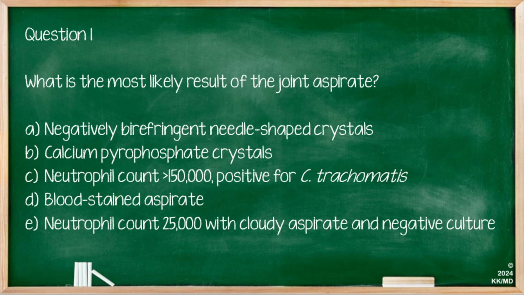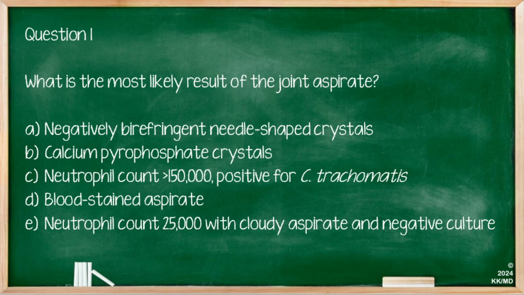So our options are negatively birefringent needle-shaped crystals, calcium pyrophosphate crystals, neutrophil count of more than 150,000, positive for C. trachomatis, blood-stained aspirate, or a neutrophil count of 25,000 with cloudy aspirate and a negative culture. So if we take each of these answers in turn, A is incorrect. This describes negatively birefringent needle-shaped crystals. If you recall from our rheumatology videos, this is a classic description of what is seen when synovial fluid from a patient with gout is analysed.